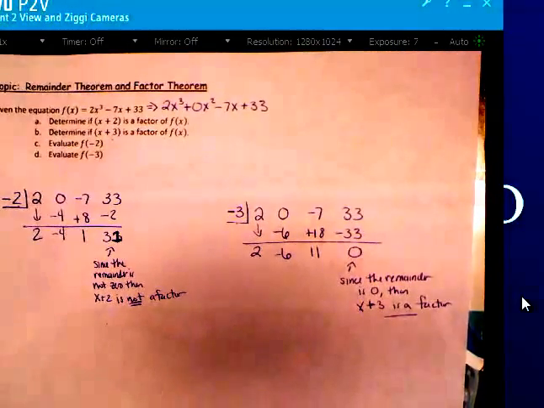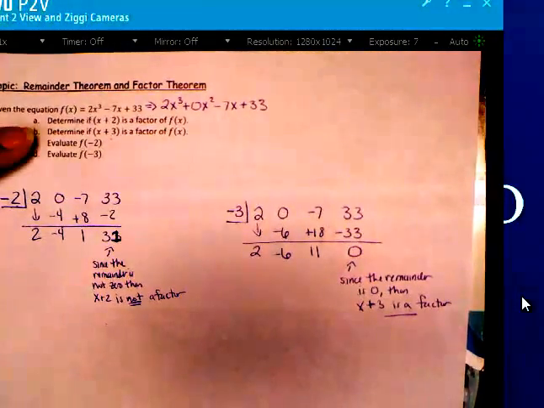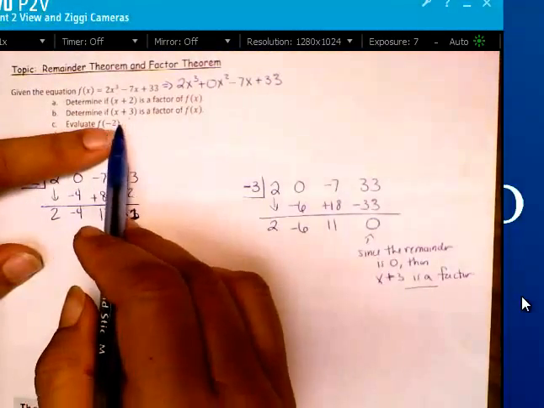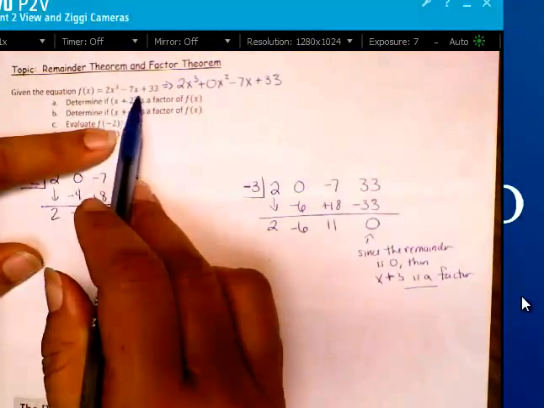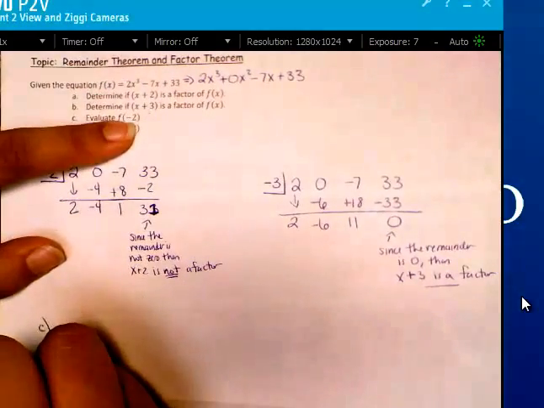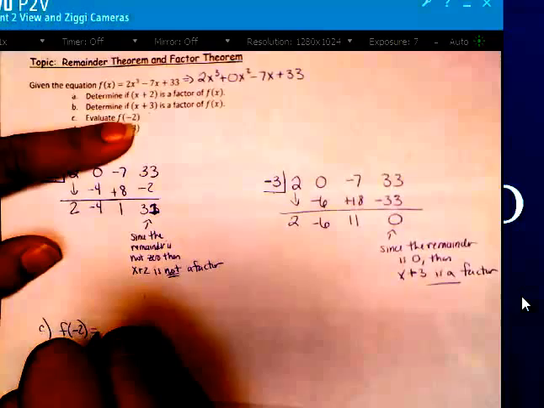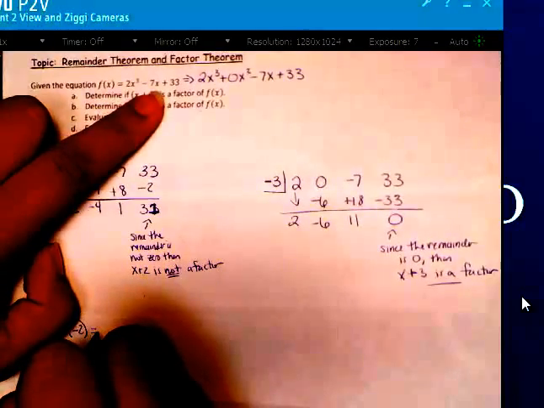Okay, so there's two more examples of that. And then now what we want to do is we want to evaluate f of negative 2, which means that I'm going to take negative 2 and plug it into my original equation. So this is part C. So f of negative 2 means that I'm going to take negative 2, and anywhere I see an x, I'm going to plug it in.